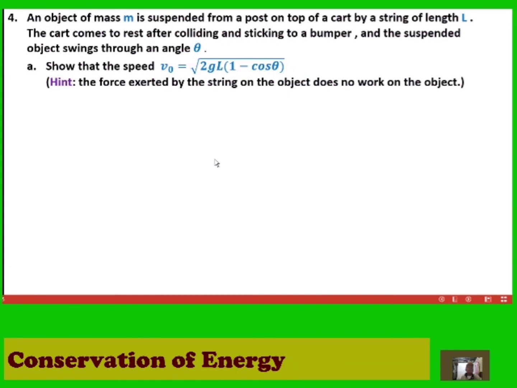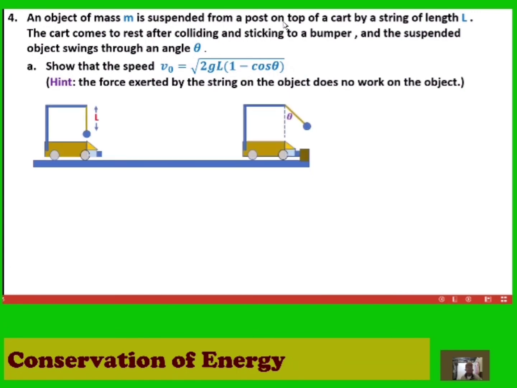Problem number 4. An object of mass m is suspended from a post on top of a cart by a string of length L. The cart comes to rest after colliding and sticking to a bumper, and the suspended object swings through an angle theta. So this is an object of mass m hung by a string of length L. The cart is initially moving. A. Show that the speed b sub o, initial speed, is equal to square root of 2gL times quantity 1 minus cosine of angle theta.